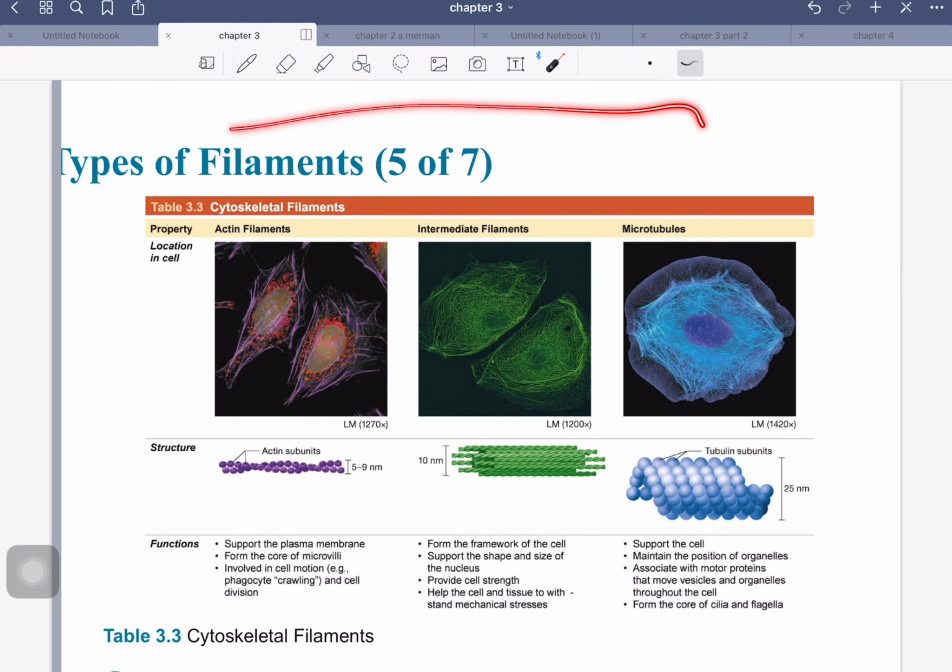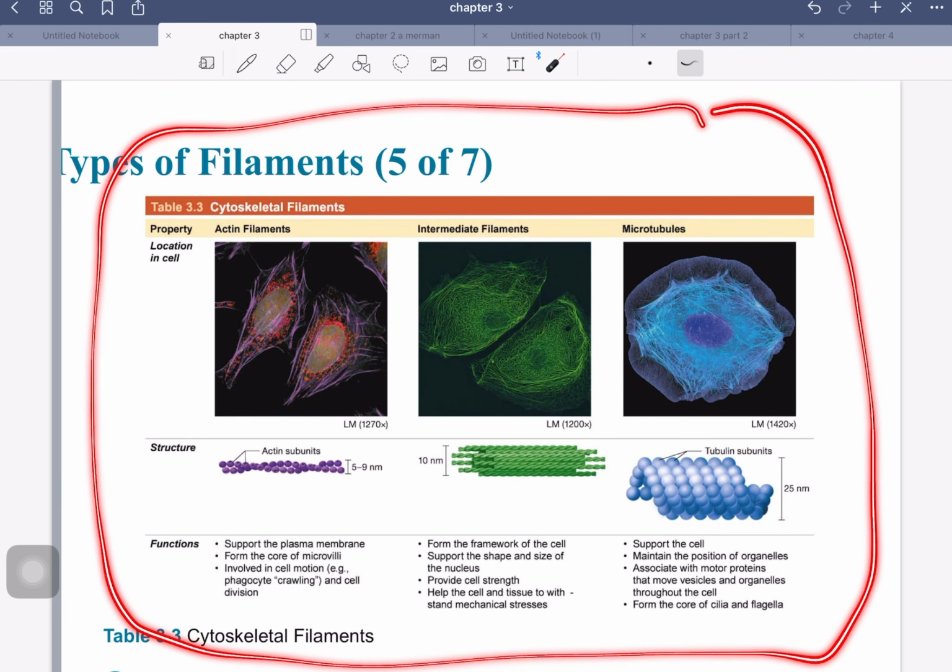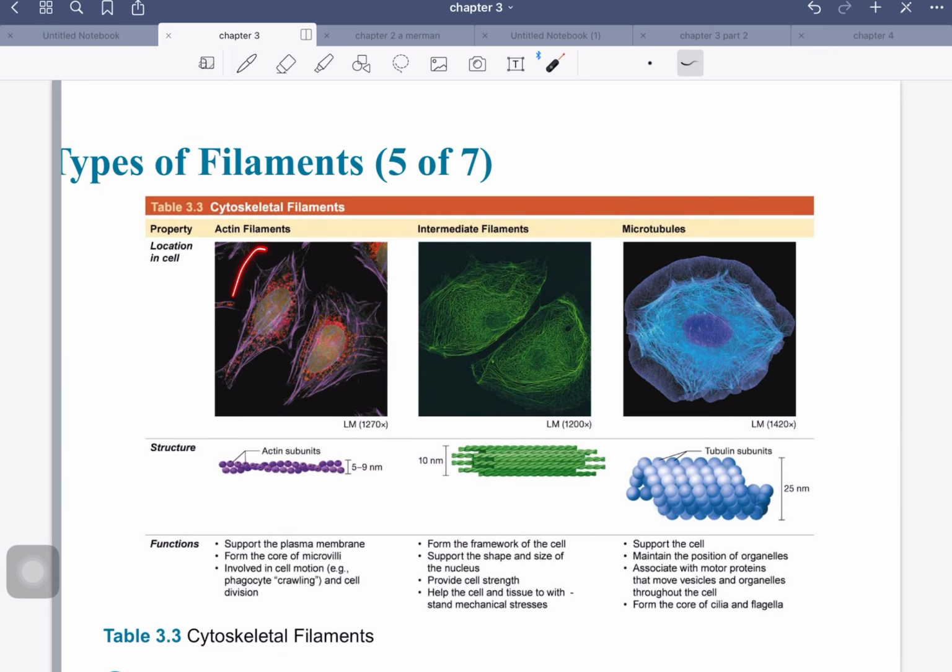And once again, in your book, it does a really good summary of the visuals, the structure, the location, by looking at the visuals, and the functions. So once again, make sure you get into your textbook, you read it. Your textbook really is the basis of your complete knowledge for this course.